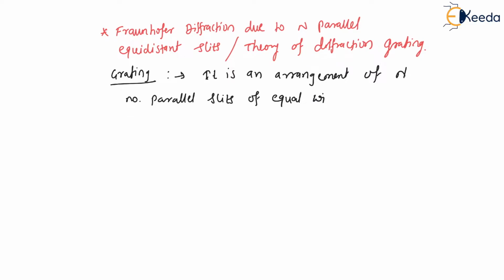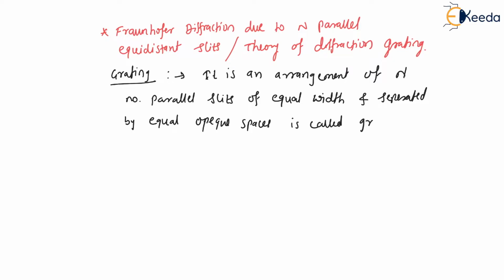The width of all the slits will be the same, so they are of equal width, and all the slits are separated from each other by equal opaque spaces. So the space between two adjacent slits is equal. Such an arrangement is called a grating.